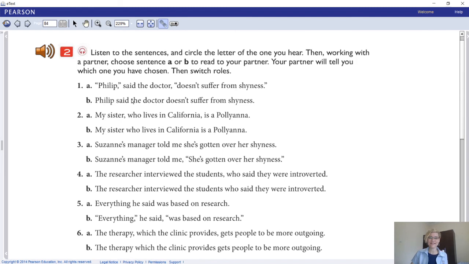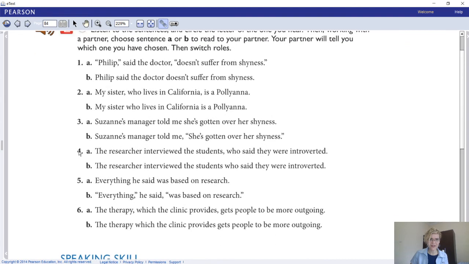Listen to the sentences and circle the letter of the one you hear. So you're going to listen and you circle either A or B. Okay, let's do that. For example, number one: "Philip, said the doctor, doesn't suffer from shyness," or "Philip said the doctor doesn't suffer from shyness." Which one do you hear? Circle the one that you hear. We have number one until six.